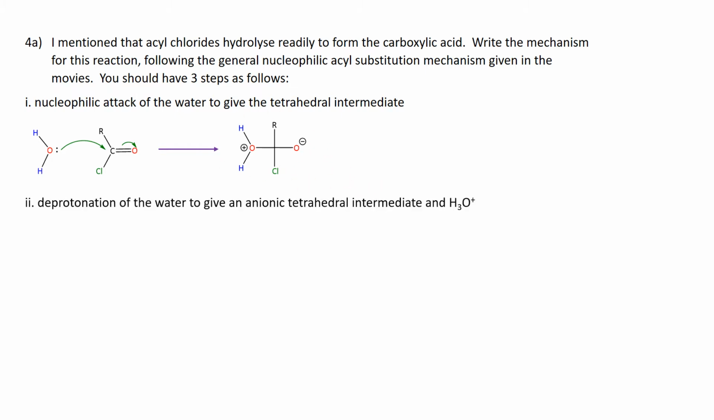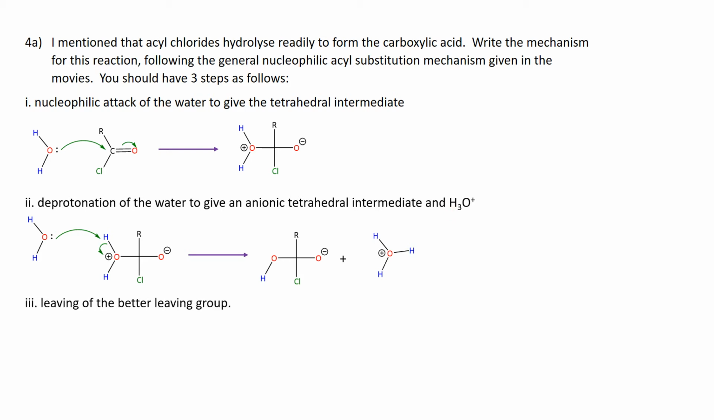Next step is going to be deprotonation of the water. So now we're going to have an anionic tetrahedral intermediate because we're removing the plus from there. So we'll just have another water coming in to deprotonate the water. That would give us H3O+ when it does that. So there you go. Electrons that were here go on to the oxygen as a lone pair. So there is our nice anionic tetrahedral intermediate, and of course, we've made H3O+ as we said.